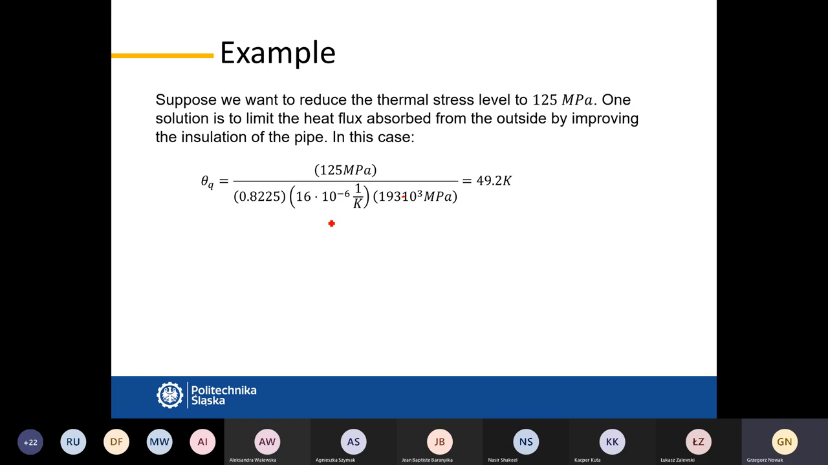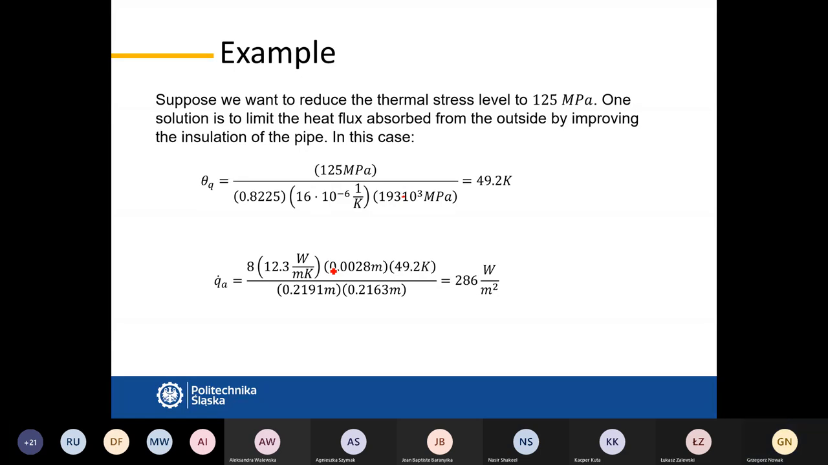megapascals, which means that the main factor, as it is said, is the heat absorbed from the exterior. Excuse me for a moment. So QA, the heat transfer accumulated from outside, absorbed from outside due to poor isolation, was 400 something. Now, we would have to really repair or improve the isolation so that the heat flux through this insulation should not be bigger than 286 watts per square meter.